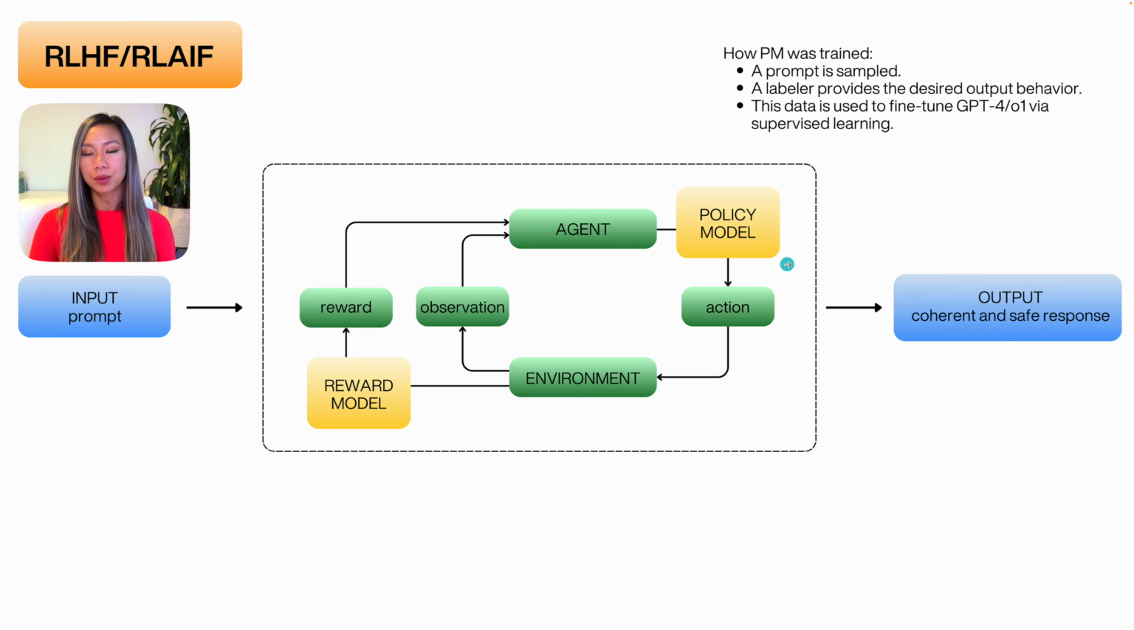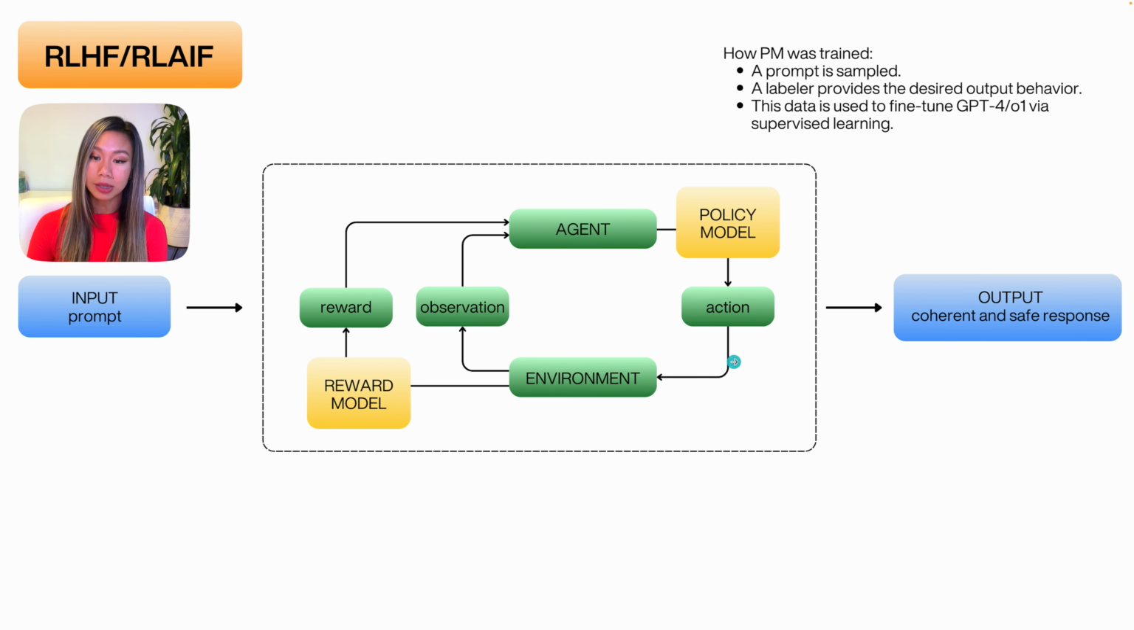So how was it trained? Well, a data set had to get created with input prompts and desired output responses. And these were provided by humans to model what a nice, coherent, and safe response would sound like. And then you use this data set to fine-tune your GPT-4 or O1 via supervised learning.